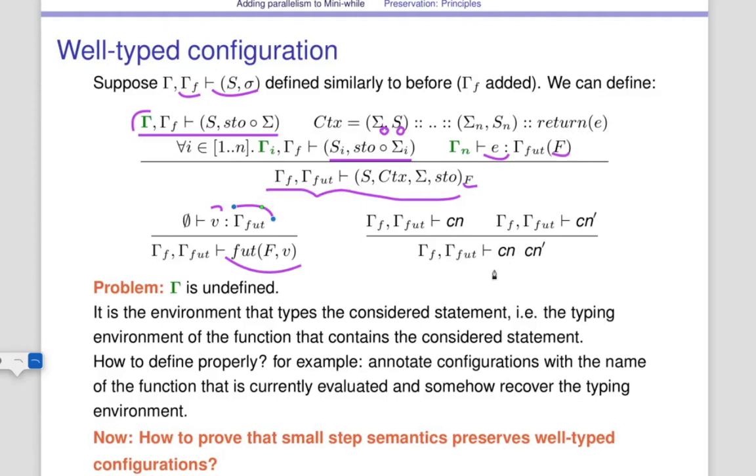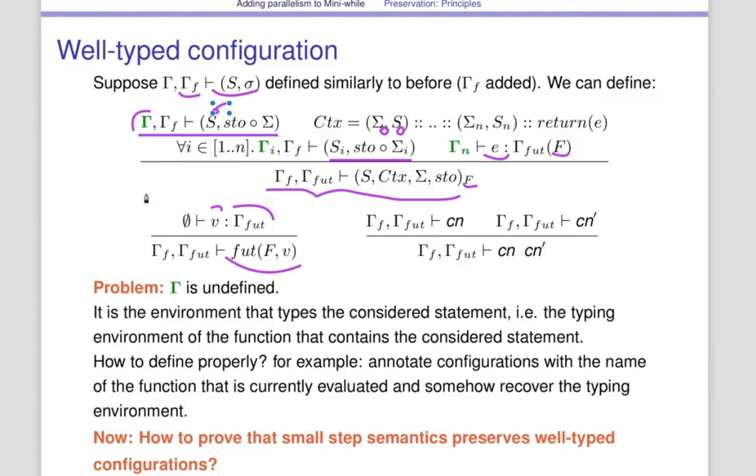Here I suggest that we don't do it formally, at least not right now in the course, and depending on the time we have during the session, we will unroll that a bit, and if we don't have time, then at least you will have the intuition. Gamma is the environment that types the considered statement. So if you look at this here, it's the local variables of the function that contains the statement s. The problem is that we don't know what this function is.